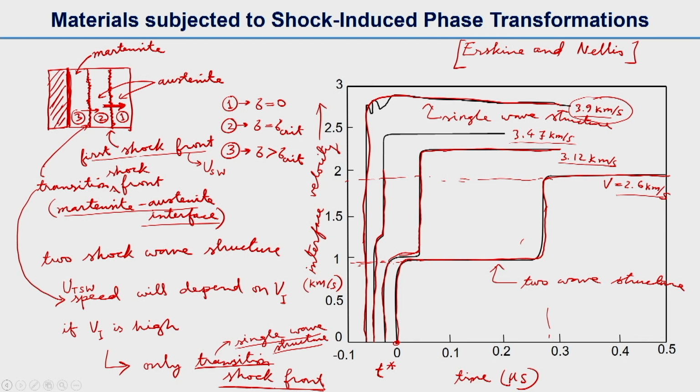That is all for today. We have discussed different phase transformations. We discussed the phase transformation of iron, then the carbon phase transformation from graphite to diamond, and we also discussed the two wave shock wave structure, which we even discussed in an earlier class.